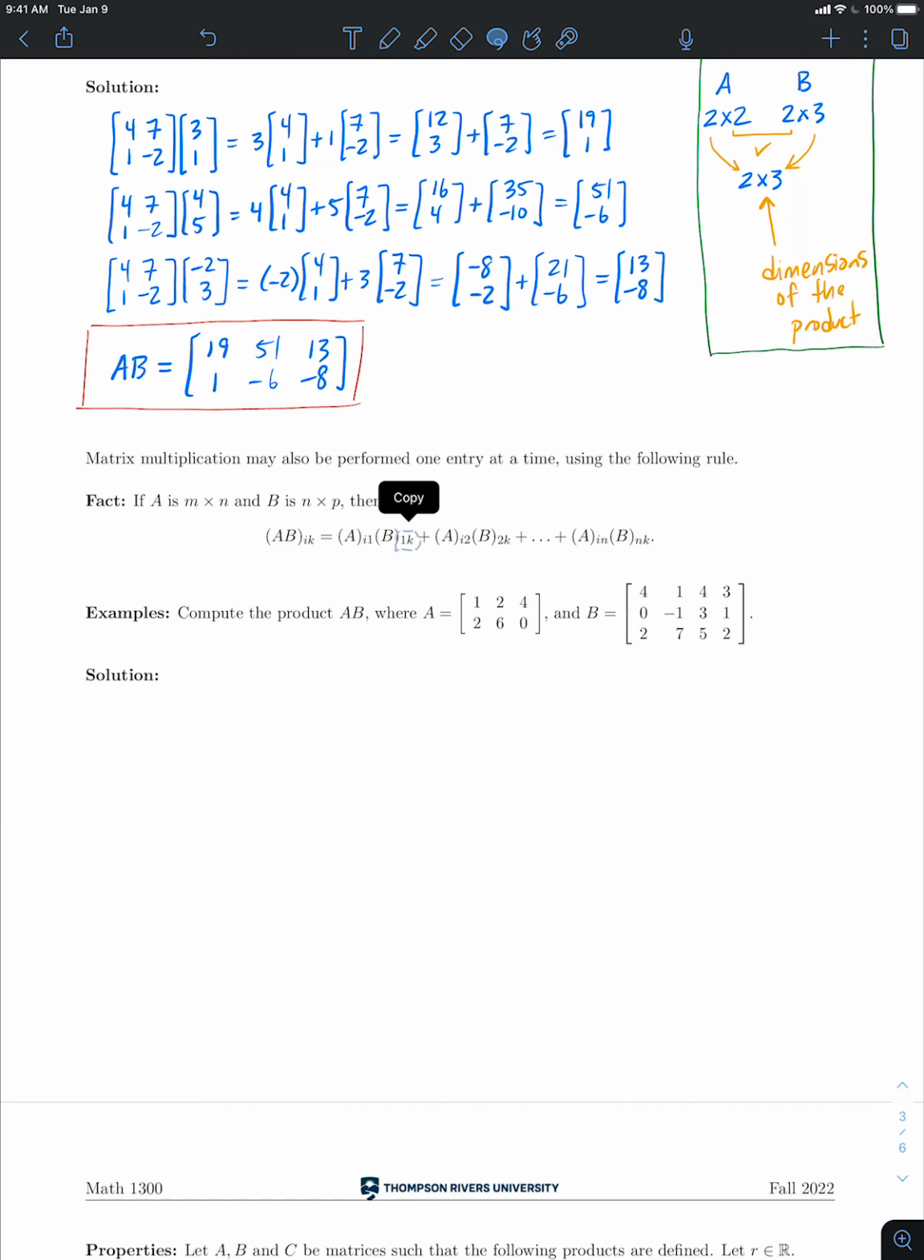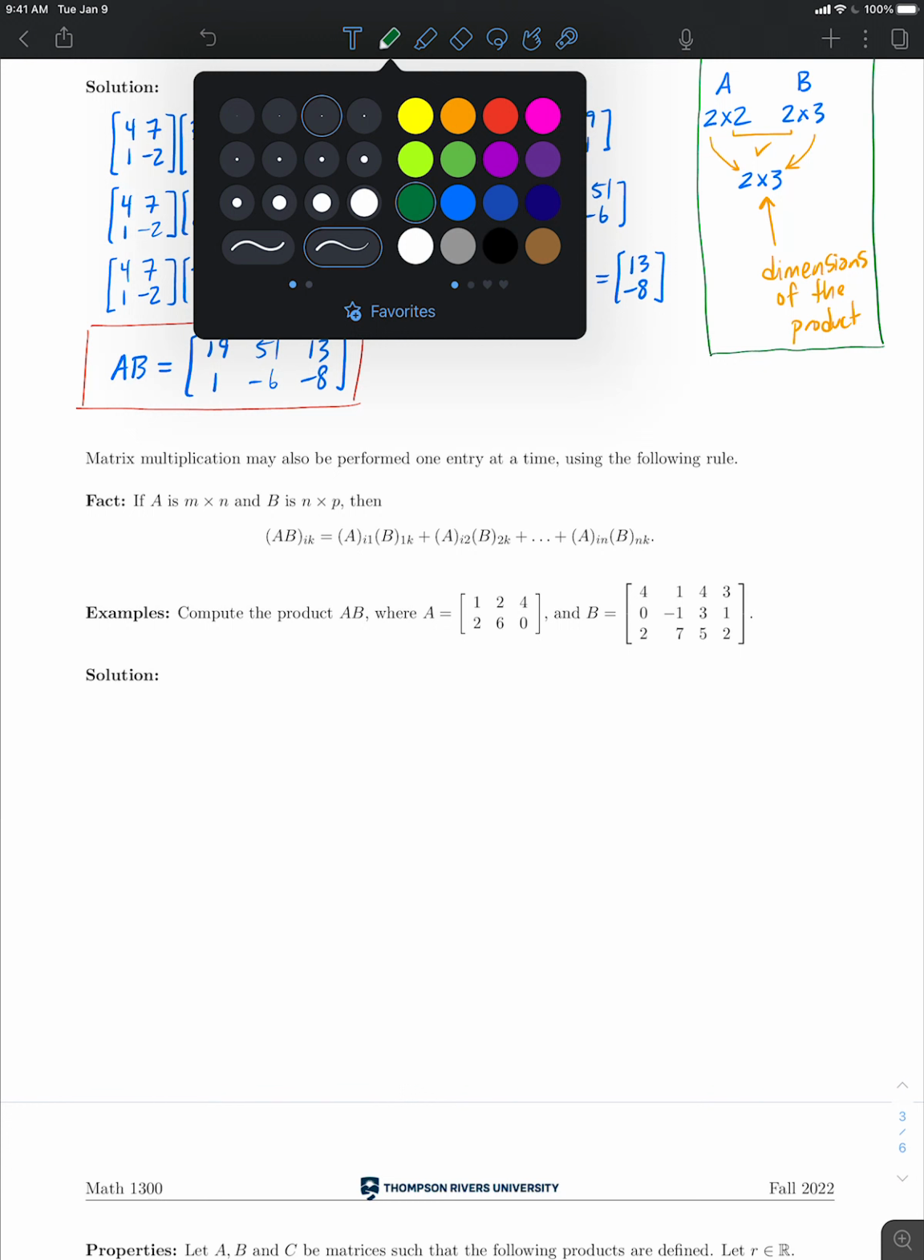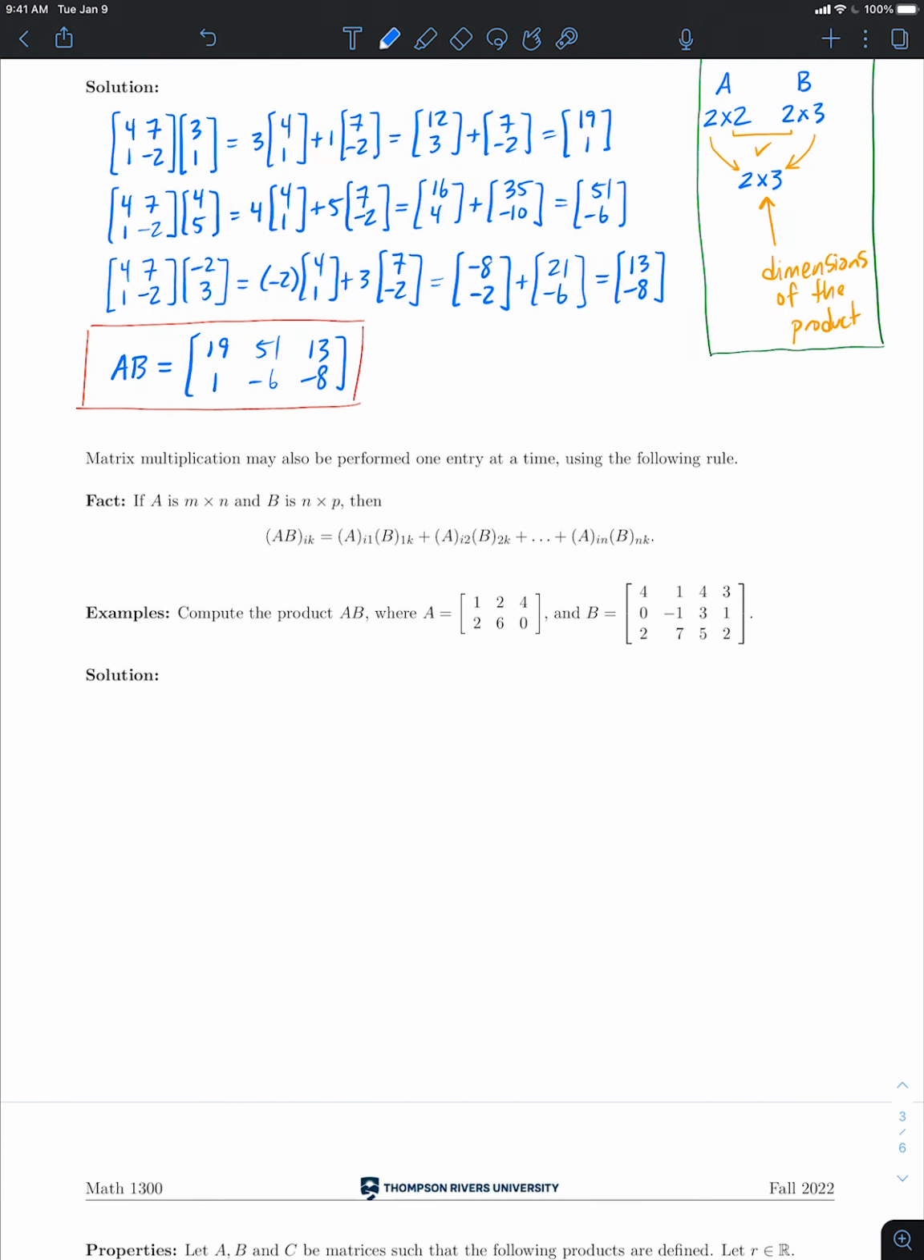And once you do that, that gives you a formula for the entry in the product AB that occupies the ith row and the kth column. So this works for a general i and a general k. That's how we have a formula for computing one entry at a time of the product. But in practice, this is actually a lot easier than it looks. I promise you that. So let's take a look at this example.